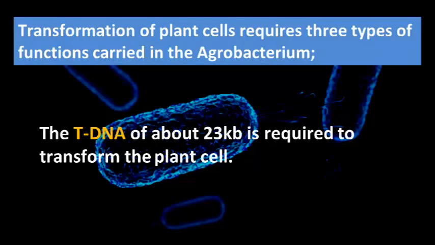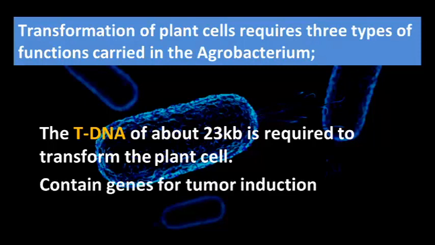Next is tDNA. A part of the TI plasmid which is transferred to the plant is referred to as tDNA. tDNA is required to transform the plant cell. tDNA contains genes for tumor induction. Size of tDNA is about 23 kilobase pairs. The tDNA region contains genes for auxin and cytokinin and opine synthesis.